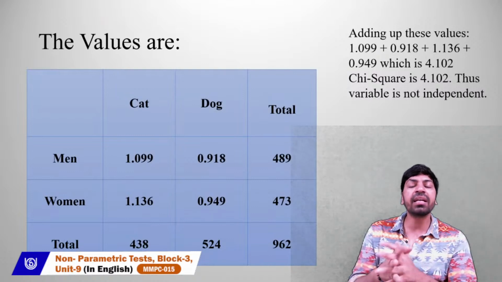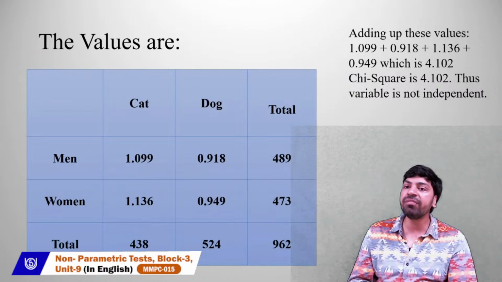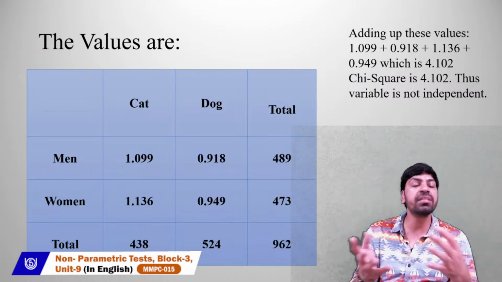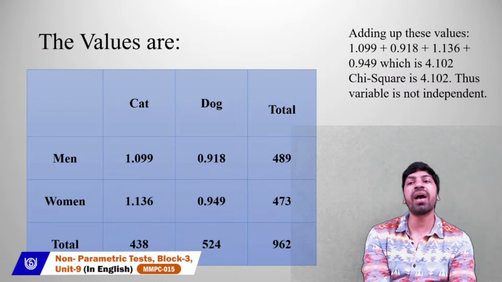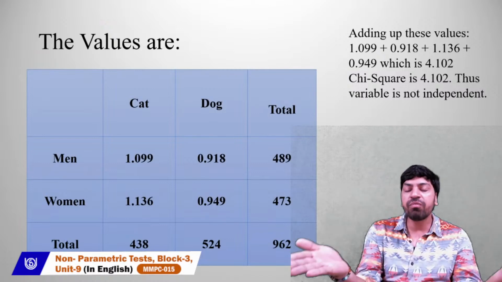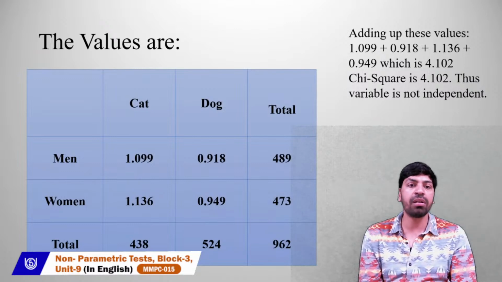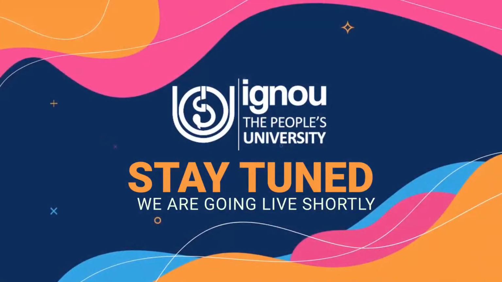When we add the chi-square values, 1.099 plus 0.918 plus 1.136 plus 0.949, it is equal to 4.102, and this is called the total chi-square value, or sigma chi-square value, which is 4.102. That means these two variables, cat and dog, are not independent at all, which relates to men and women. So that's it for today.